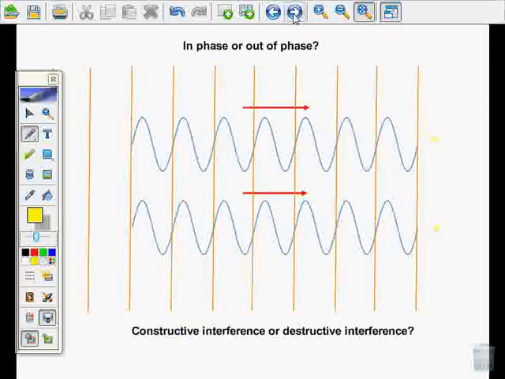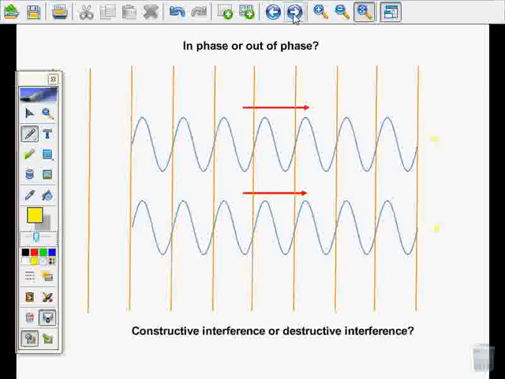So let's take a look at these two waves. Now, these two waves are going to be superimposed on top of each other. So imagine if I could pick the lower wave up, place it right on top of the wave right above it. And the question is, if I did that, would we have constructive interference or destructive interference? Are these waves in phase or out of phase? What do you think, Giselle? And if you're not sure, just say so. We'll look at it again.